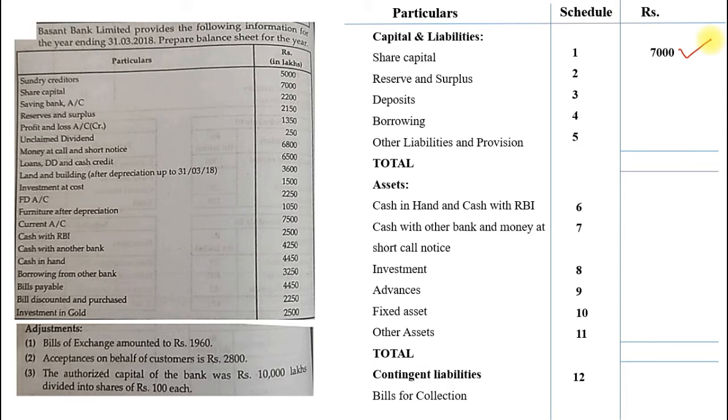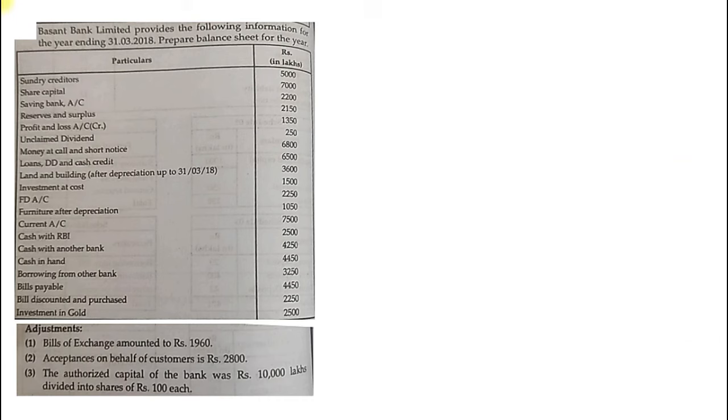Second schedule is based on reserves and surplus. So chalo, let us start with second schedule. Now under reserve and surplus, let us see what all things are given. They're giving you reserve and surplus number one, profit and loss second. Other than that, I don't think there is any other premiums or anything given to us.